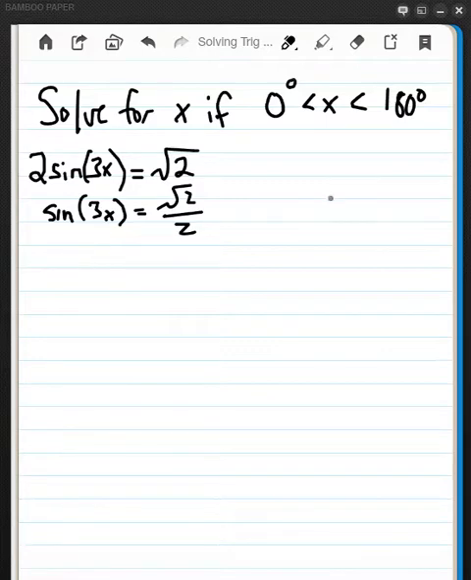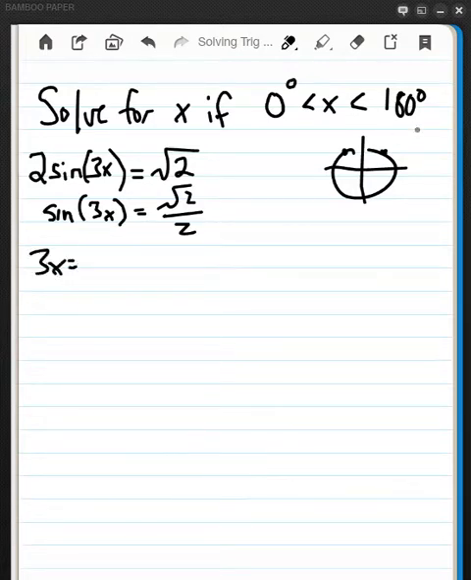Sine doesn't have any domain restriction, so no worries. So root 2 over 2 happens with sine in two locations, here and here. These are not equidistant from each other, going one way and going the other. So we're going to have to set up two different equations. So whatever we're taking the sine of here, it's 3x.